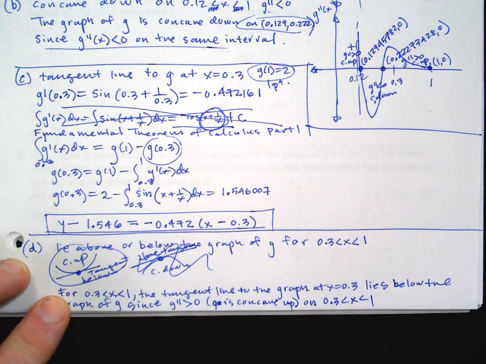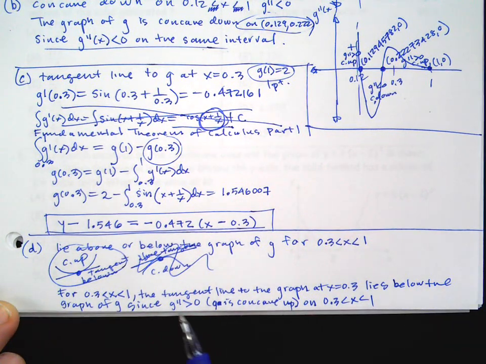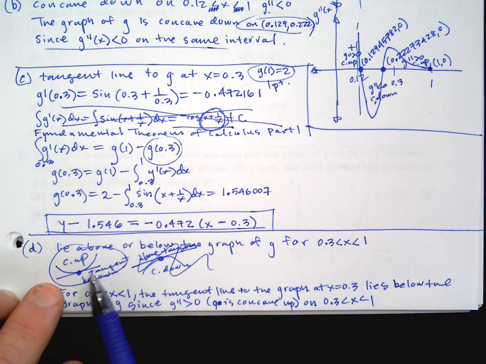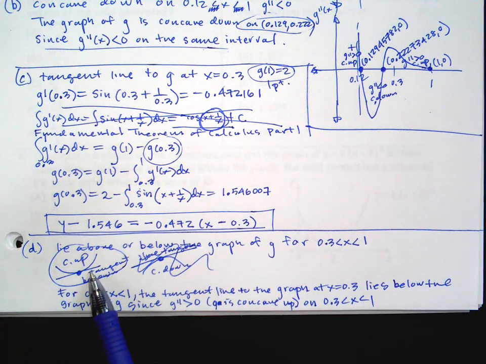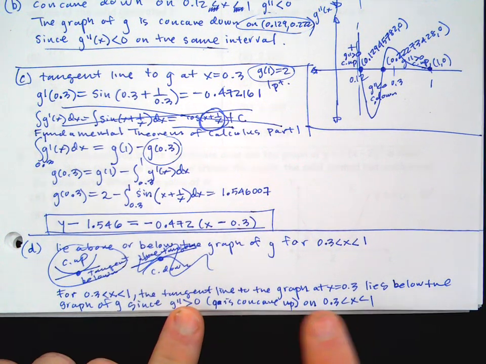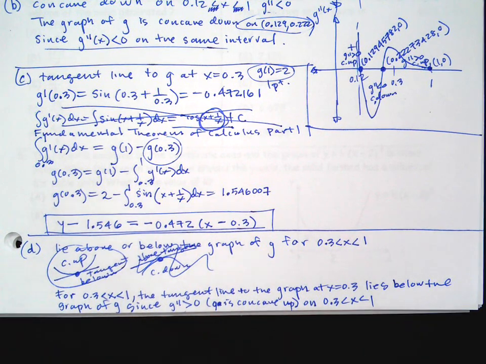Some people make a mistake and they find the second derivative at 0.3 by itself. That's not enough, because it's got to keep going from 0.3 all the way to 1 to be below the graph the whole time, because if the concavity just dramatically changes right after the tangent line, that's not true anymore. So you got to establish that it's concave up for that whole chunk that we're answering for. That's it.